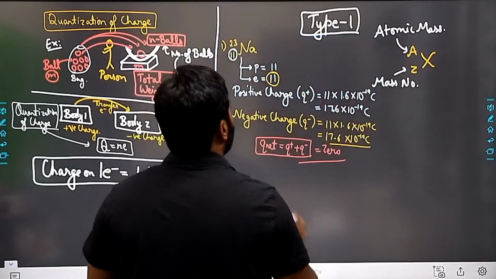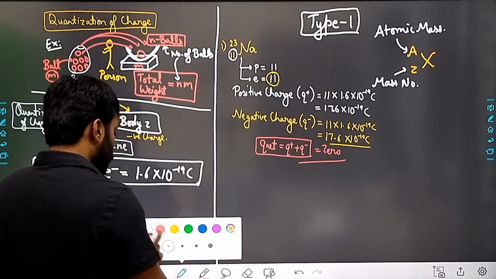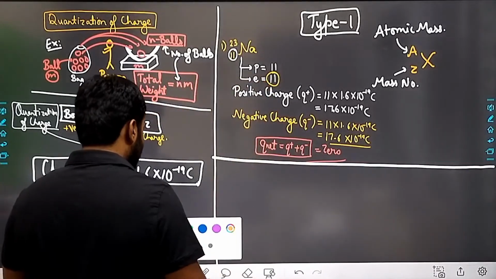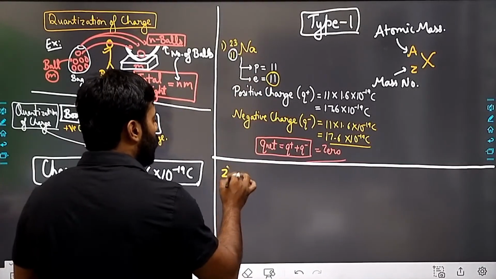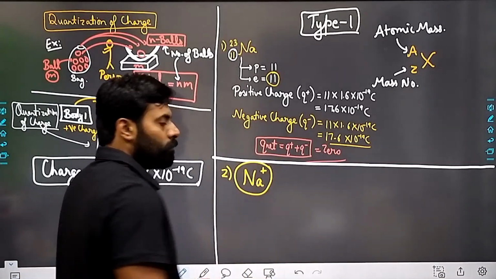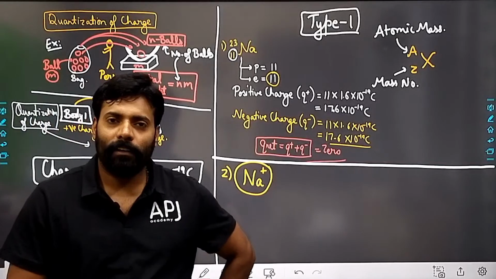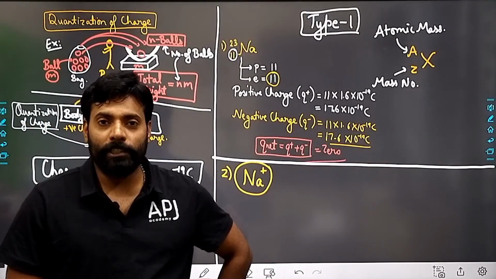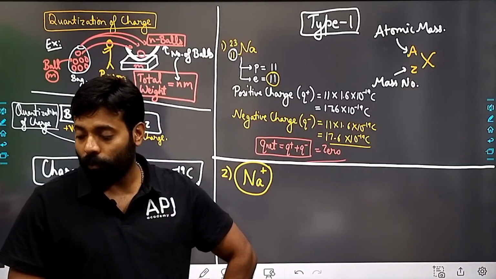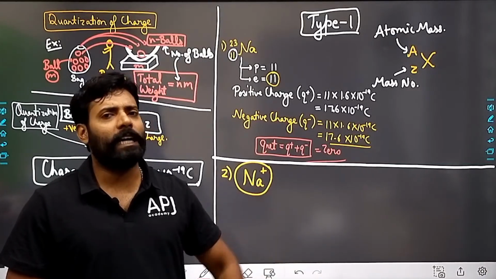Now, I'm keeping this here only. Now, I'm giving you one more example. Imagine that I am having sodium plus. So this is a cation, and we know from chemistry that it has the plus charge. And sir, how to calculate this plus charge? What will be the total plus charge this sodium ion is having?